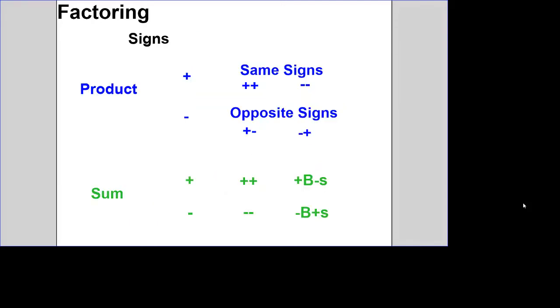Again, remember their signs. For the product, if it's positive, that means that they have the same signs, either both positive or both negative. If the sign is negative, that means they have opposite signs. And the sum will tell us the sign of the bigger number, because when we add integers, the bigger integer sign is the one that carries through to the sum. So if it's positive, they're either going to both be positive or the bigger number is going to be positive. If the sum is negative, they're both going to be negative or the bigger term is going to be negative.